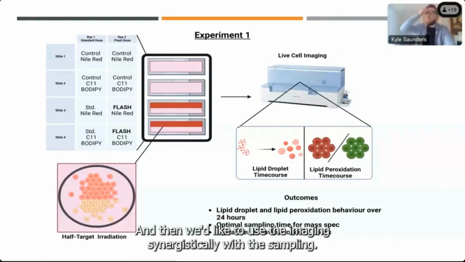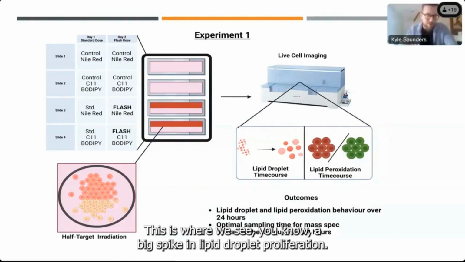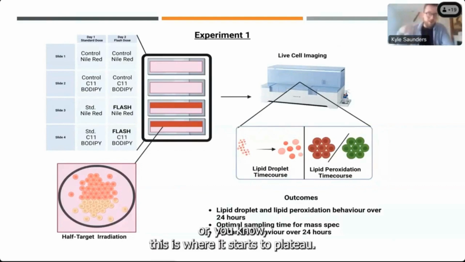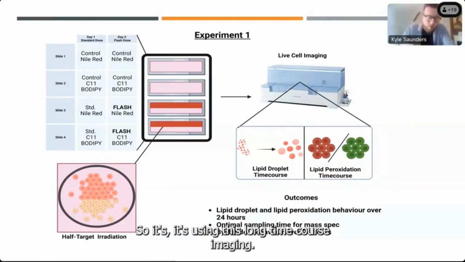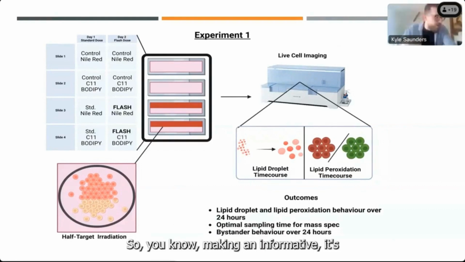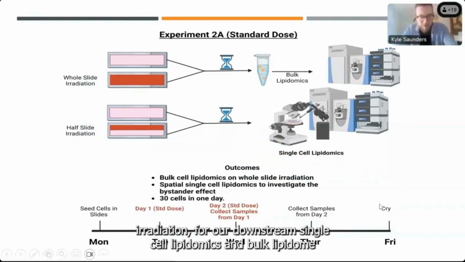And then we'd like to use the imaging synergistically for sampling to look at that time course and then say, okay, it's at X time that we're interested. This is where we see a big spike in lipid droplet proliferation, or this is where it starts to plateau. Let's sample here. So it's using this long time course imaging really for making an informative decision on when to sample. And then of course we'd like to repeat the proton irradiation for our downstream single cell lipidomics and bulk lipidomics.